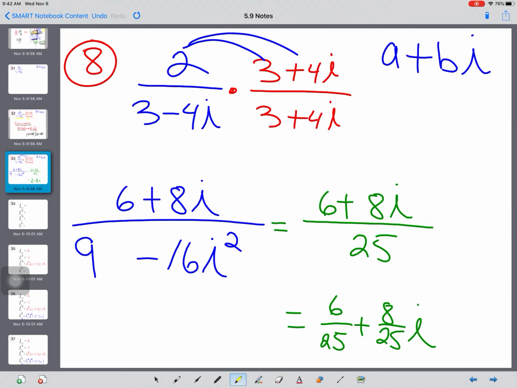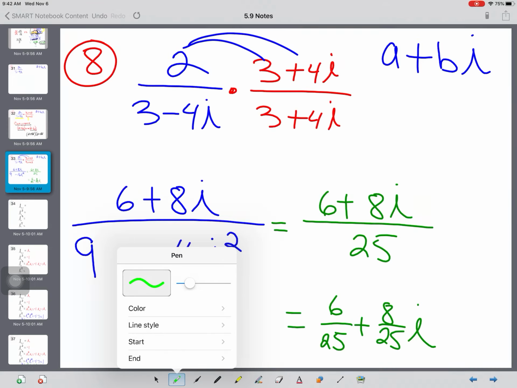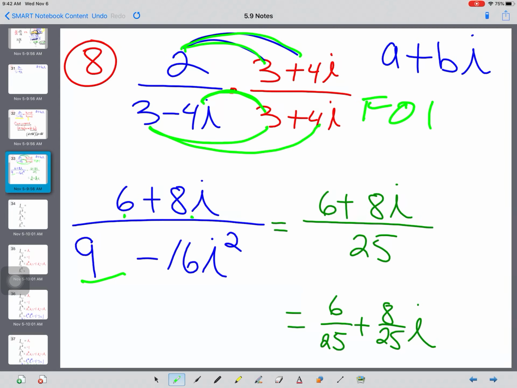So when I distribute in the numerator, because you multiply fractions straight across, right? When I multiply straight across, 2 times 3, 2 times 4, I have to distribute it. That's where I get 6 and 8. But in the denominator, I have to FOIL. 3 times 3 is 9. 3 times 4i is 12i. But then negative 4i times 3 is negative 12i. Those two terms cancel out. The O and the I will always cancel out when you FOIL with conjugates.